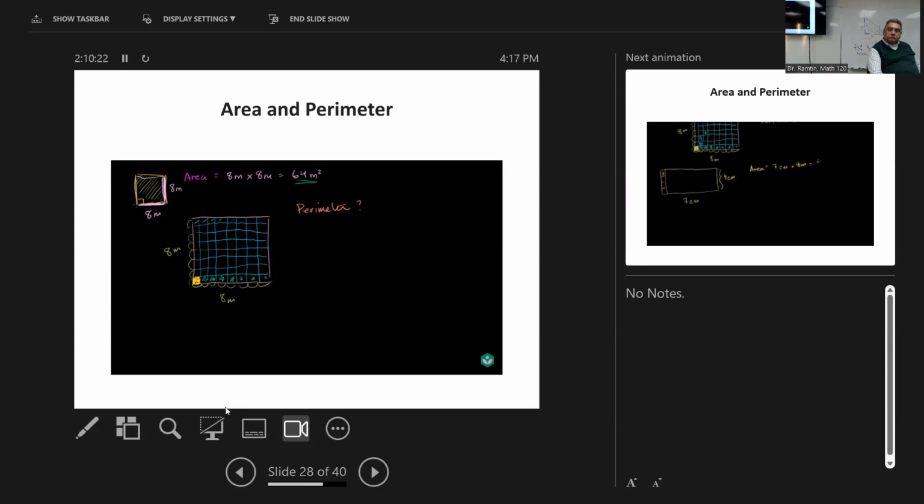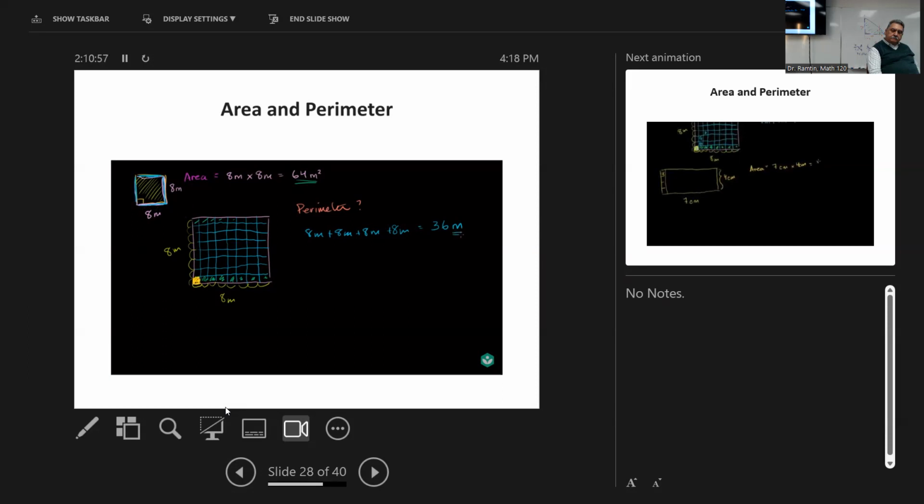Well, we already know this distance right here on the bottom is 8 meters. And then we know that the height right here is 8 meters. And it's a square. This distance up here is going to be the same as this distance down here. It's going to be another 8 meters. And then when you go down on the left-hand side, that's going to be another 8 meters. We have 4 sides, 1, 2, 3, 4. Each of them are 8 meters. So you add 8 to itself 4 times. That's the same thing as 8 times 4. You get 32 meters.